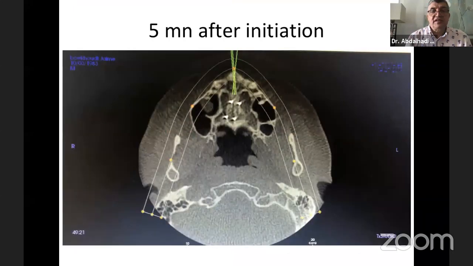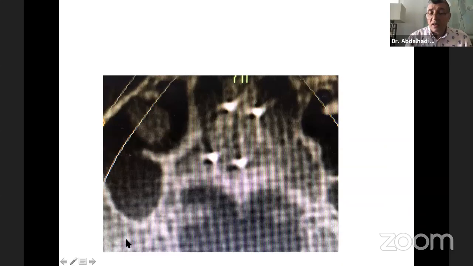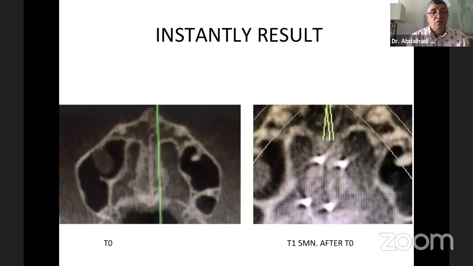And this is the CBCT. And now I show you 5 minutes after initiation of activation, we start to see this black line. I can zoom it to show it to you. So these are the Marpe screw or the Marpe tab, and in the middle you see this black line there. You see the black line in the middle, tortuous. This is only 5 minutes, and this is what it was before, and here is after.